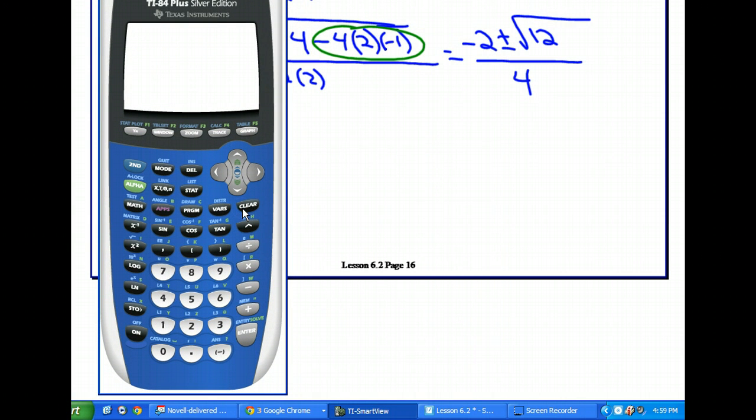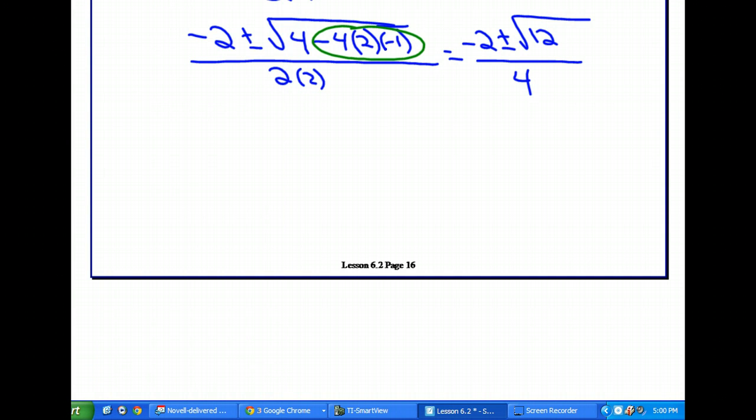And let's try to figure out what's negative 2. Let's add on the square root of 12. Get that answer. And then divide it by 4. And there's one of our answers. And then let's go negative 2 minus square root of 12. Get that answer? And divide that one by 4 as well. So we've got 0.366 and negative 1.366.